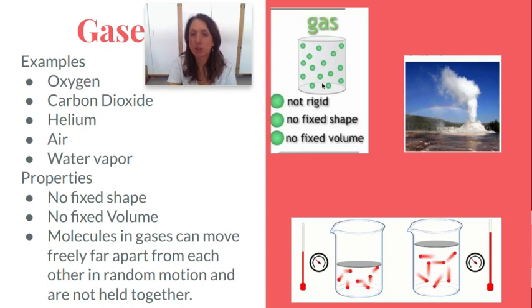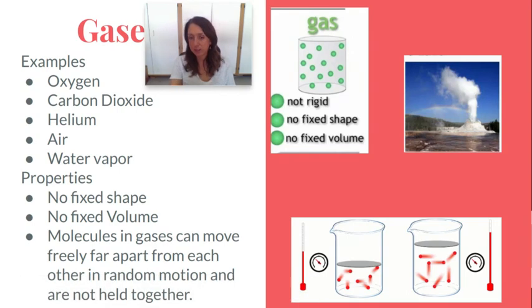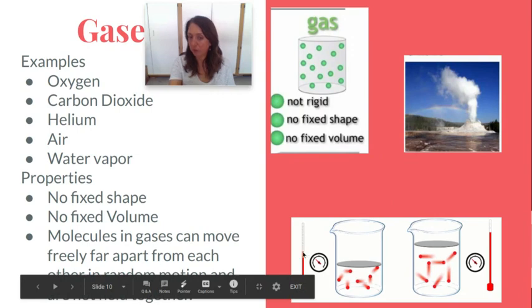So here's the molecules of gases. They are not rigid, there is no fixed shape, and there's no fixed volume. They can take up as much space as you give them. And here's an example of the energy that is in gas. So you can see here that in this container the temperature is medium or low, and the gas is moving, but as you increase the temperature, the gas particles move faster and faster.